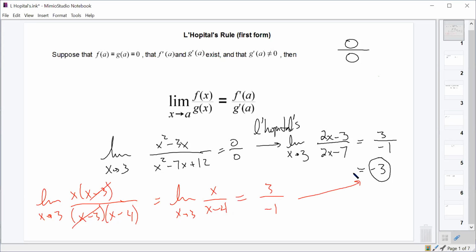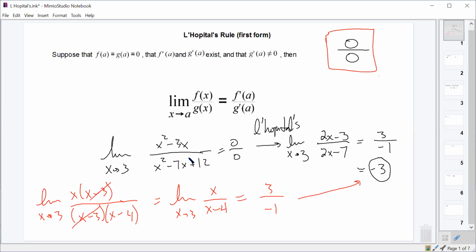Great. This only works if you have an indeterminate limit, 0 over 0, and there's going to be another form that we're going to talk about also. But for now, only if you end up with 0 over 0. If you plug in the numbers and get 7/3 for your original function, and the answer is just 7/3.